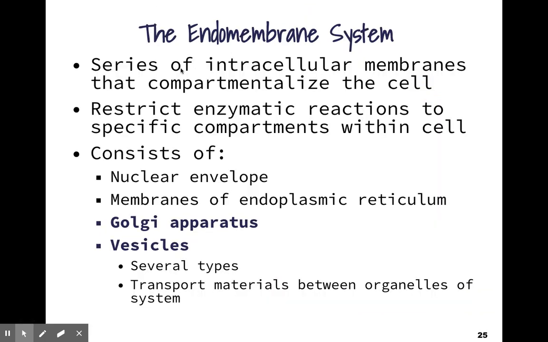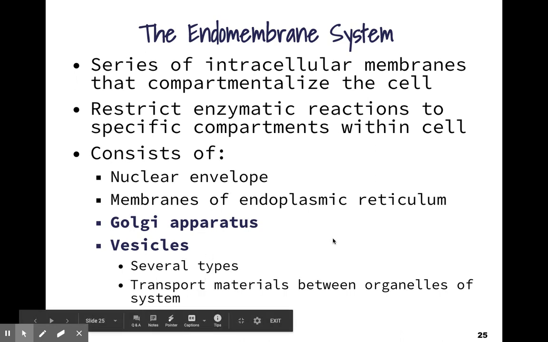All right, the endomembrane system is a series of intracellular membranes that compartmentalize the cell. So intra meaning inside of the cell. They restrict enzymatic reactions to specific compartments within the cell. The endomembrane system consists of the nuclear envelope, membranes of the ER, the Golgi apparatus, and vesicles. Vesicles are of several types, and what they do is transport materials between organelles of the system.